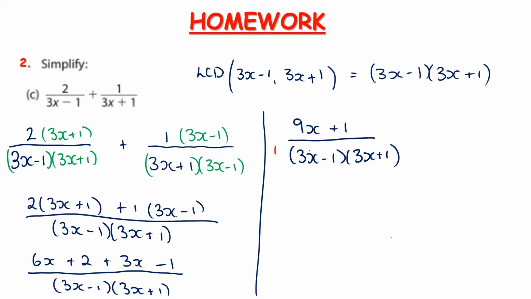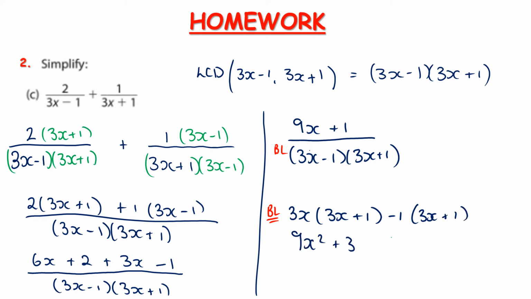Now let's take that bottom line and let's expand it. We're going to have 3x times 3x plus 1 minus 1 times 3x plus 1. That is 9x squared plus 3x minus 3x minus 1. These cancel and I have a 9x squared minus 1. So I get 9x plus 1 over 9x squared minus 1.